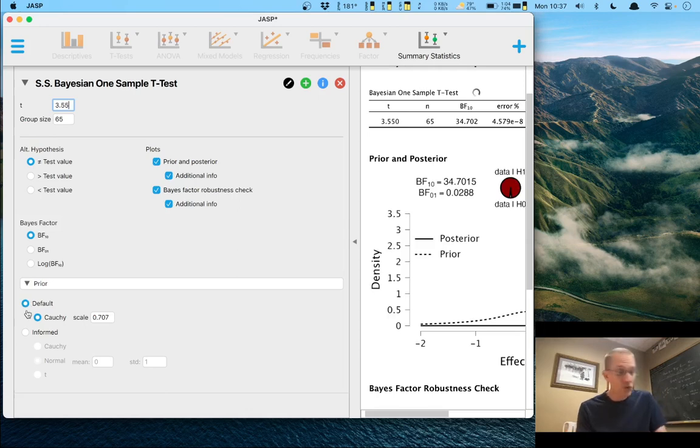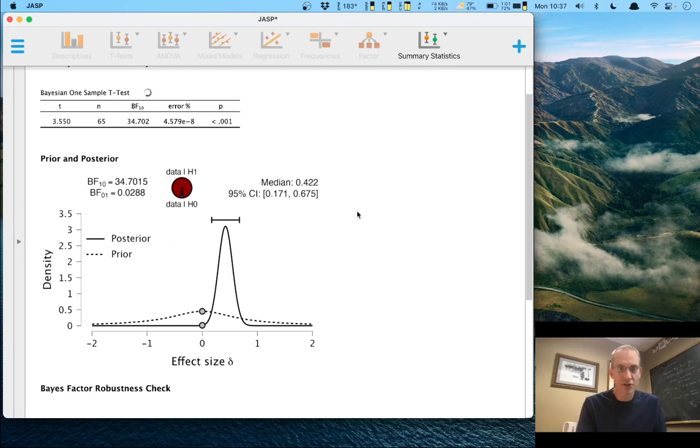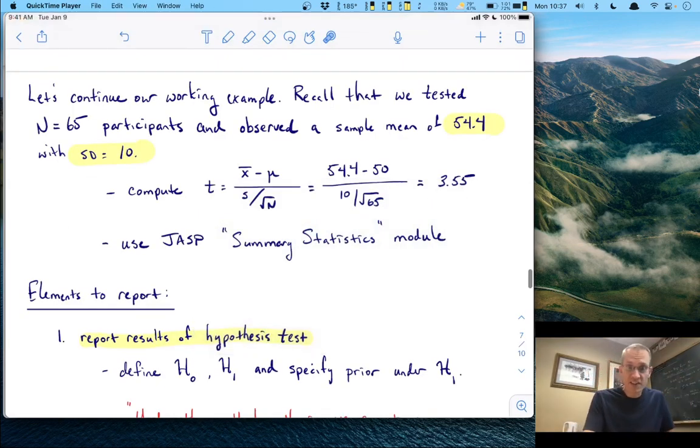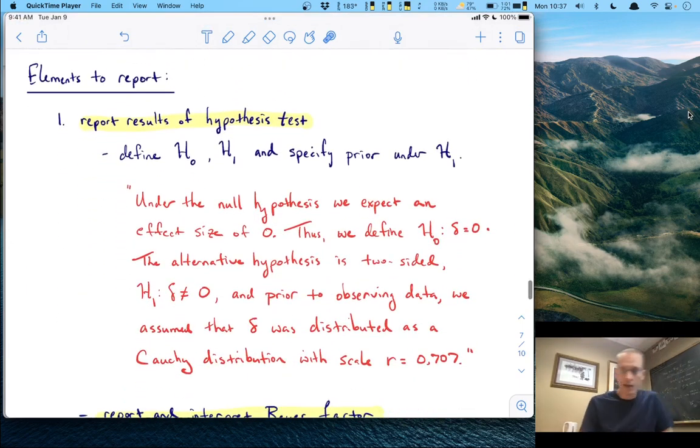Okay? So let's show how to take this output and turn it into a coherent write-up for our research problem. I'm using basically the same template that I used in lecture 4. We've got our various elements to report. The first thing, of course, is to report the results of the hypothesis test, which means we need to define the models and specify our prior. So we might say something like this.